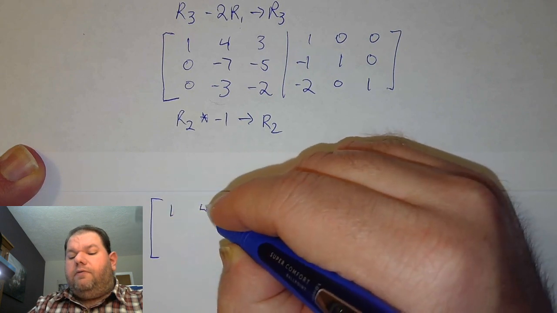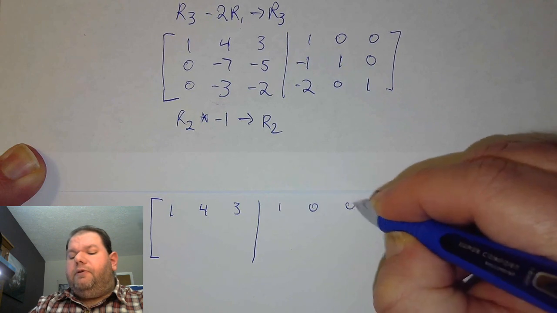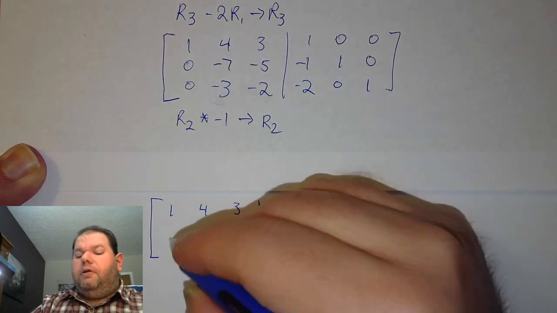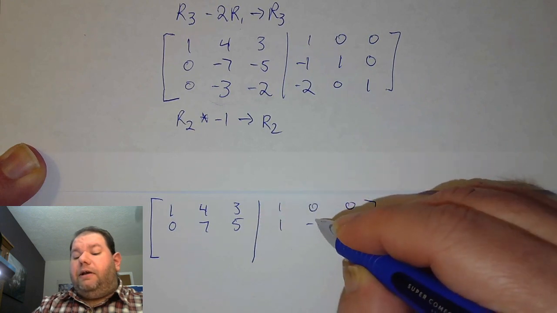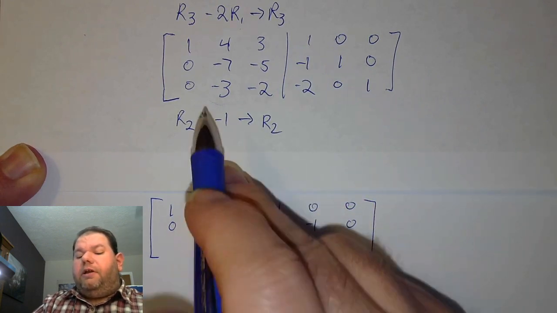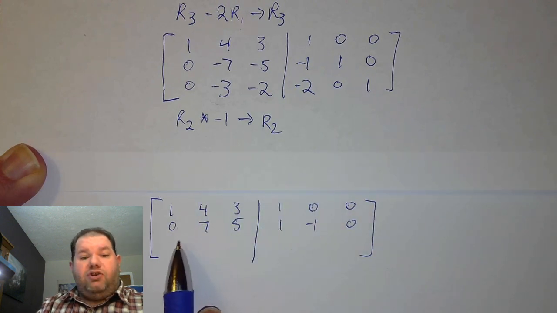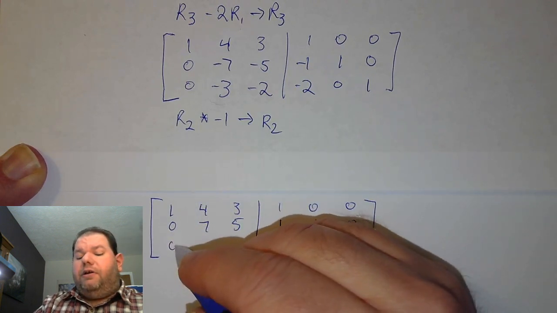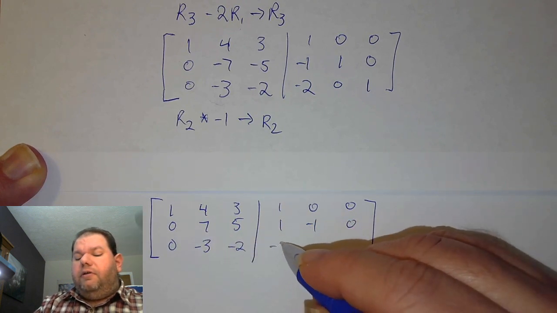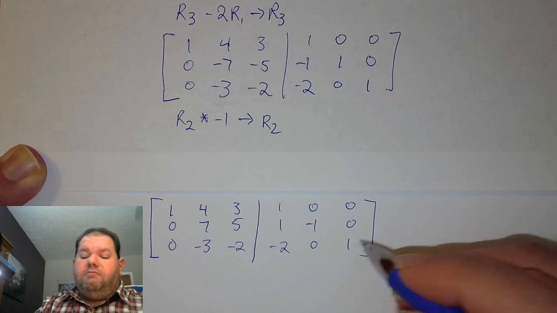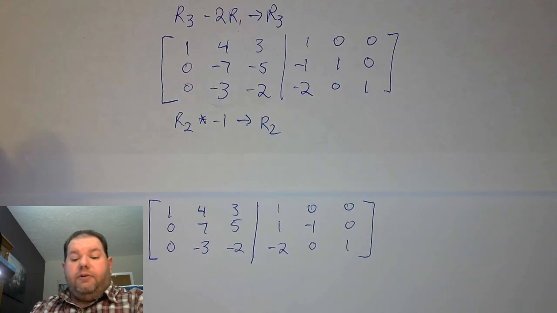So 1, 4, 3, 1, 0, 0, 0, 7, 5, 1, negative 1, 0. We multiplied everything on row 2 by a negative 1 to change all the signs here. And we'll leave row 3 the same, although we could, because most of our terms here are negative as well, we could multiply by a negative 1 also.